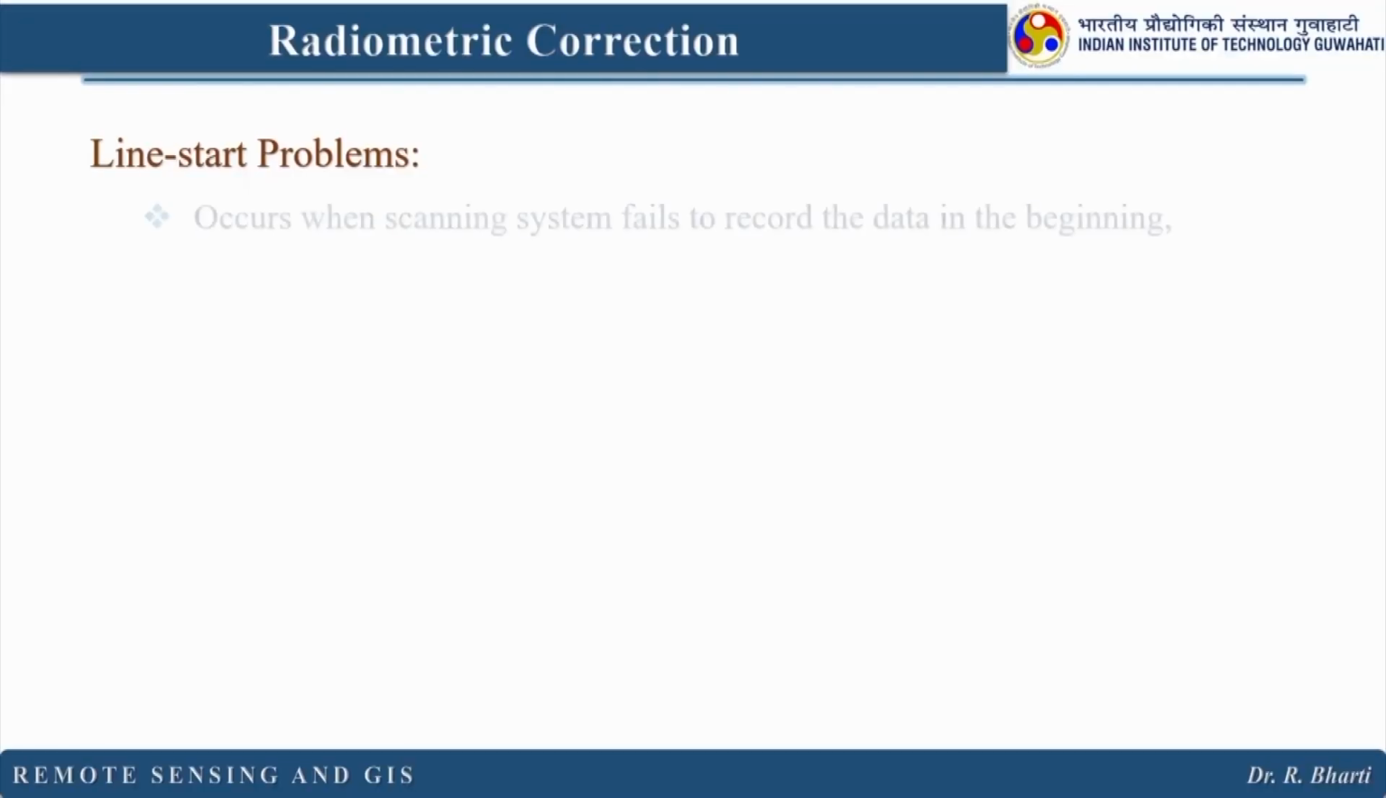So next is the line start problem. In line start problems, what happens? The name itself indicates what is happening with the image, right? It occurs when the scanning system fails to record the data in the beginning, but afterwards it was working fine, right? So there will be some missing pixels in the beginning, in the boundaries, and then subsequently you will find all the values are present, right?